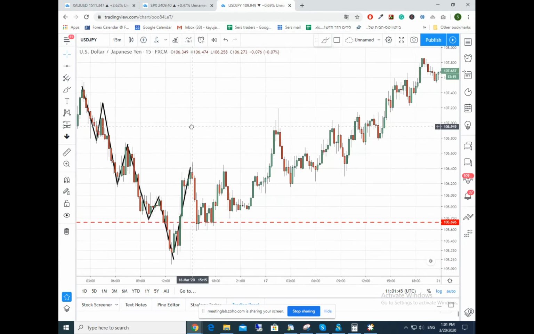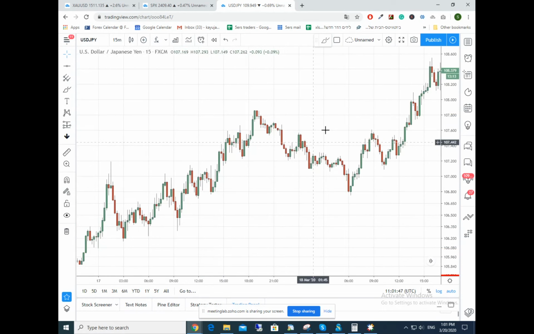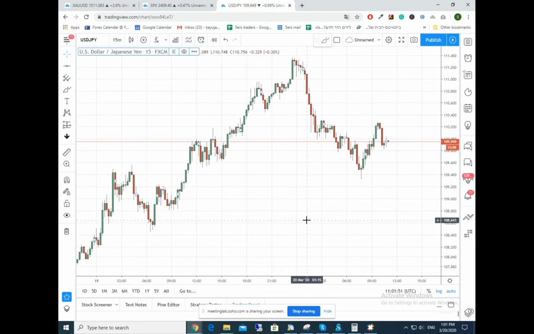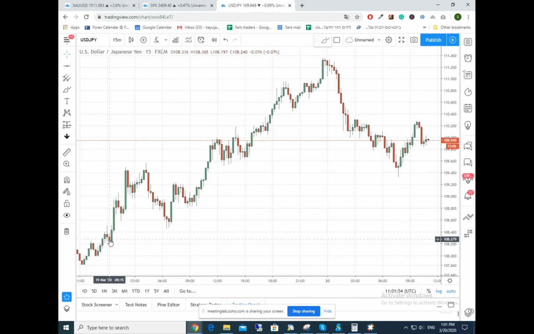Let's go to this time. As you can see here, the price just came after an uptrend while creating a high, low, higher high, higher low, right? Then higher high and another higher low, okay? And higher high, as you can see here.